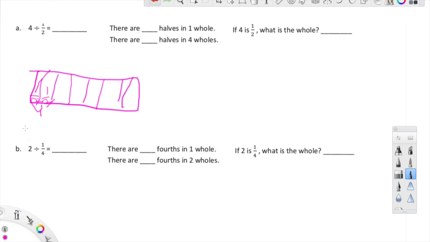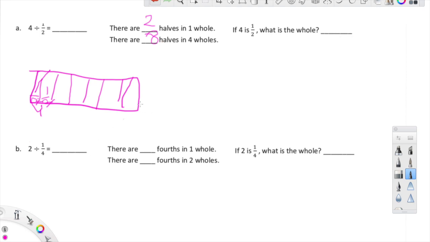So there are 2 halves in one whole. Now for A, which is, there are blank halves in 4 wholes, that would be 8. Because there are 2 halves each time. Whoa, I clicked the button, the deathly button. So let's count together. 1, 2, 3, 4, 5, 6, 7, 8. That's why there are 8 halves in 4 wholes.